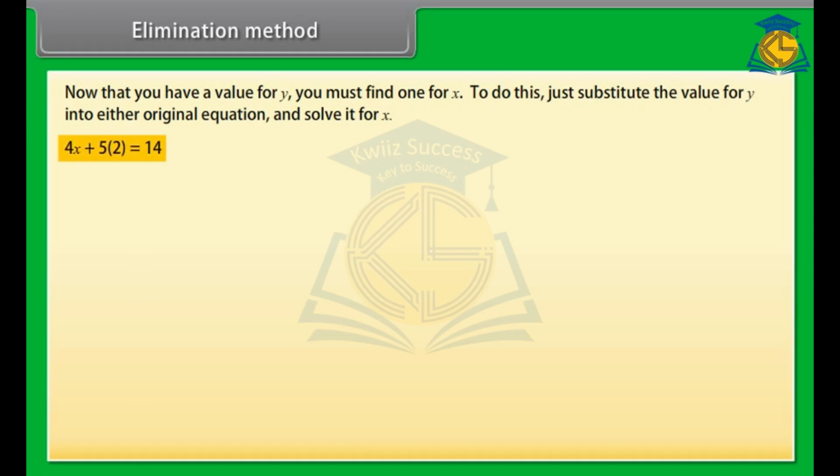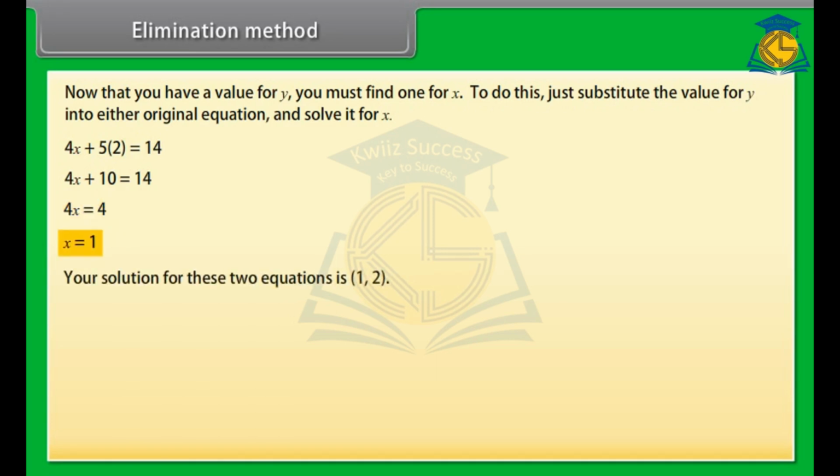4x plus 5 into 2 is equal to 14. 4x plus 10 is equal to 14. 4x is equal to 4. x is equal to 1. Your solution of these 2 equations is 1, 2.